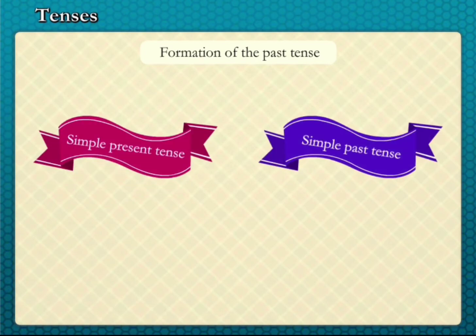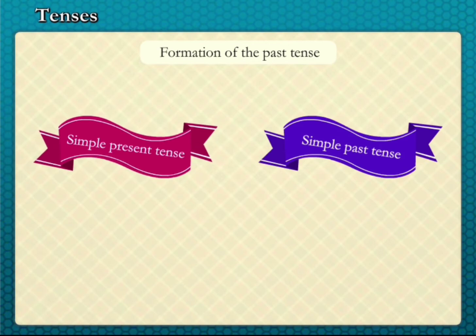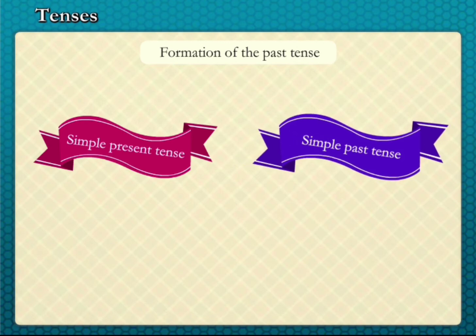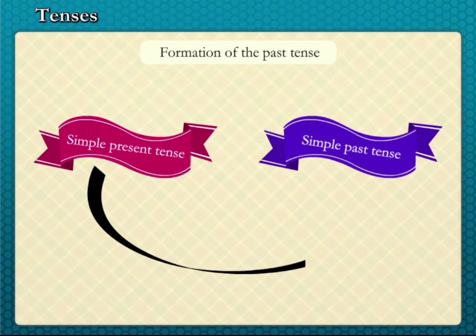Now we know that some words tell us that the sentence is in the simple present tense, and some other words tell us that the sentence is in the simple past tense. But how do we turn the simple present tense into the simple past tense? Let us find out.